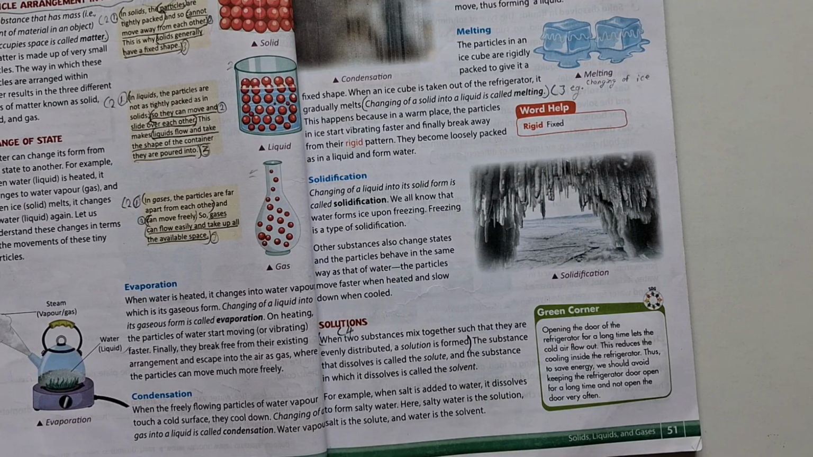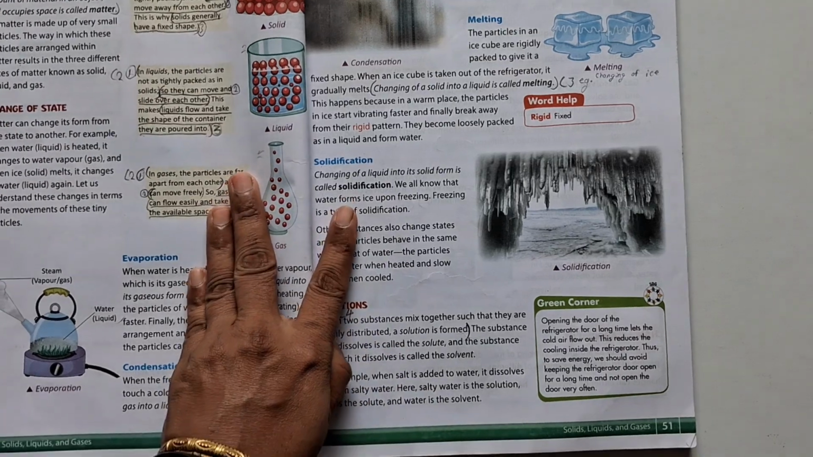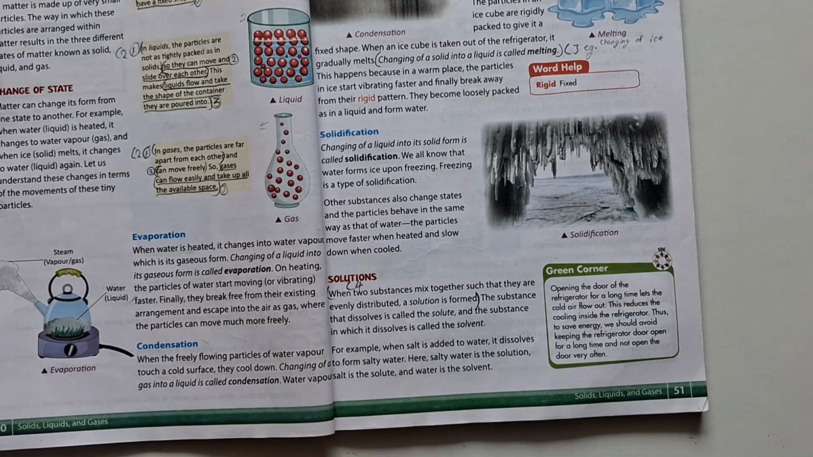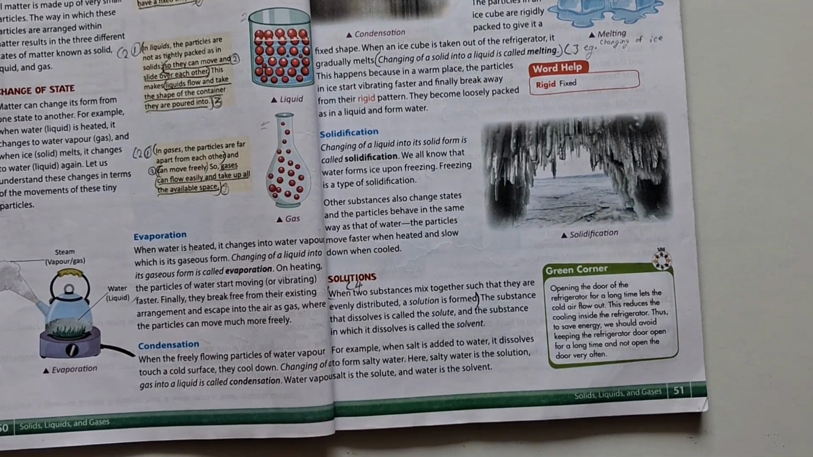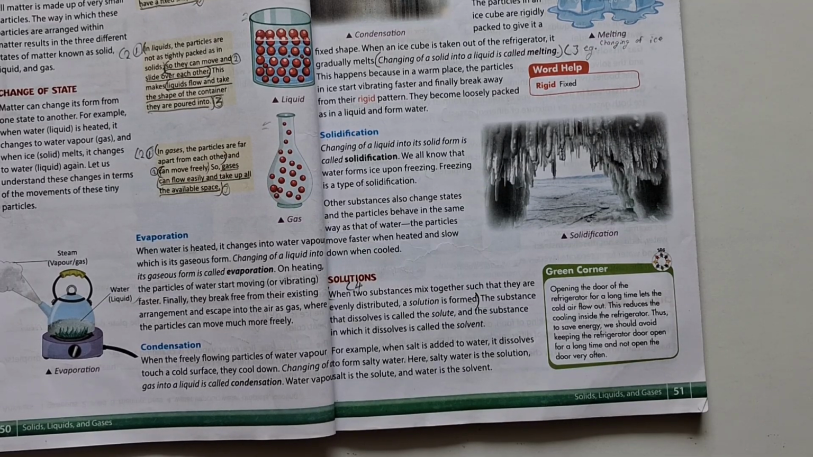Rigid means a fixed path or a pattern. Solidification. Now we learn about solidification. Solidification means changing of a liquid into its solid form. This one, your definition answer is here. We all know that water forms ice upon freezing. Freezing is a type of solidification.